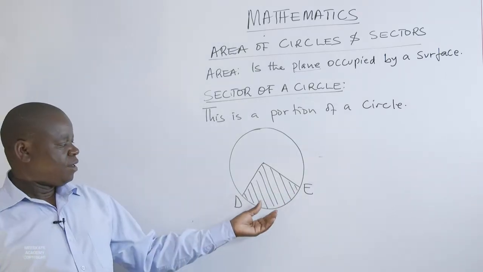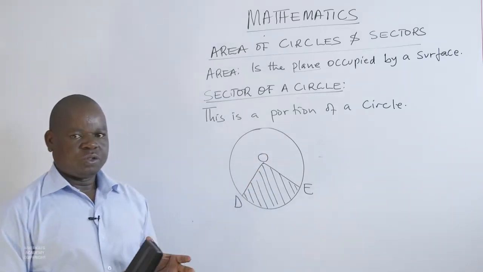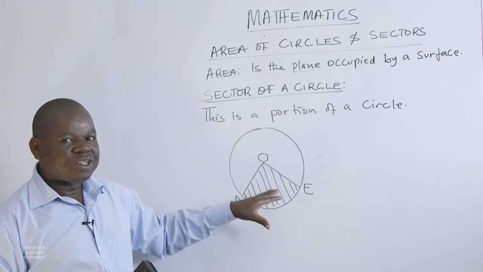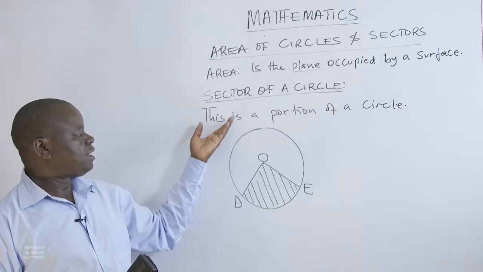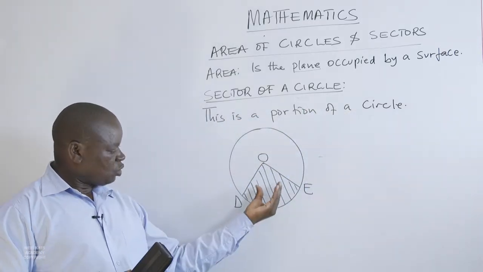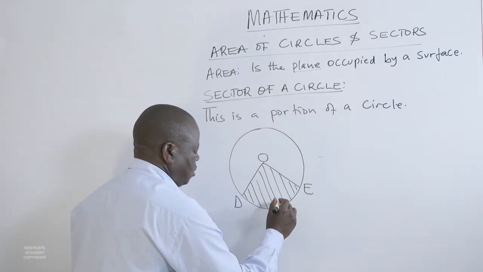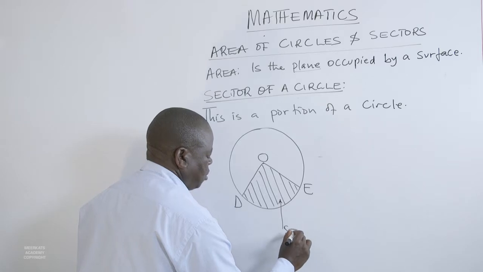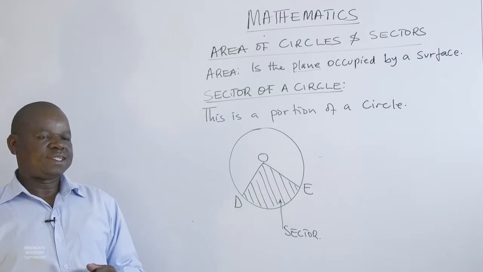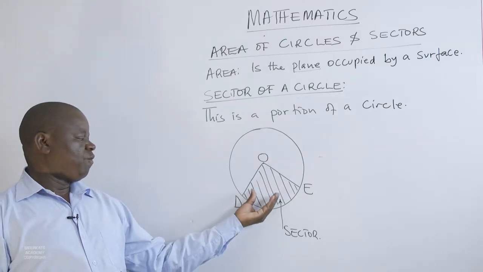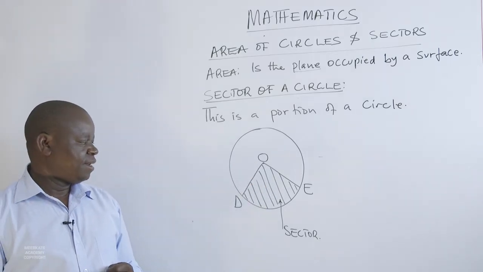So class, in the diagram below, the shaded region satisfies the definition we have given above, that this is just a portion of a circle. So this part is called a sector. That part is called a sector. And therefore, if we know the area of the circle, we can also find the area of the sector.